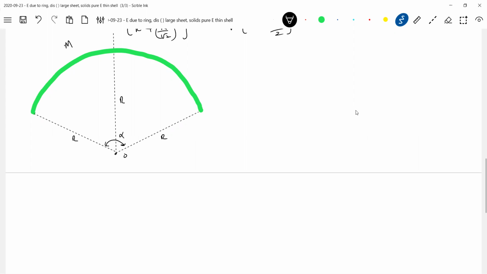So what is the arc? It subtends, with radius r, an angle alpha. It's not a semicircle. Able to understand now? You're able to see that one. So this is an arc. What is the field strength at point O, at the center of the arc?